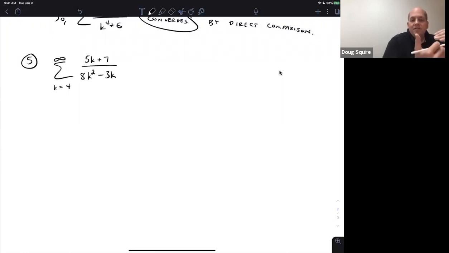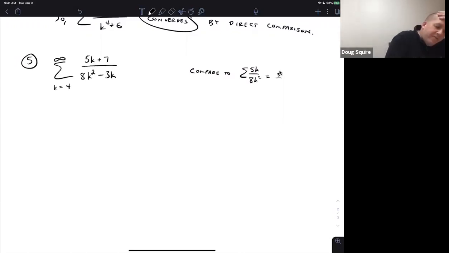All of the function types are the same. So everything that's there, the 5k, the 7, 8k squared, and 3k, those are all power functions. So we're going to compare this to the sum of 5k over 8k squared, and we're going to figure out what that does. Does that make sense? Questions? Okay, we're going to simplify that.